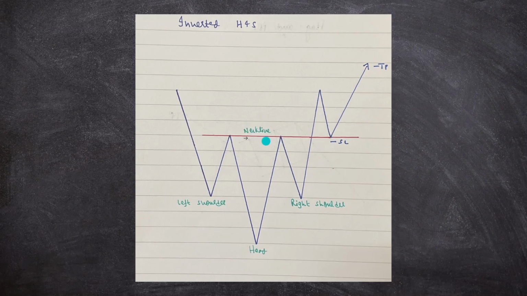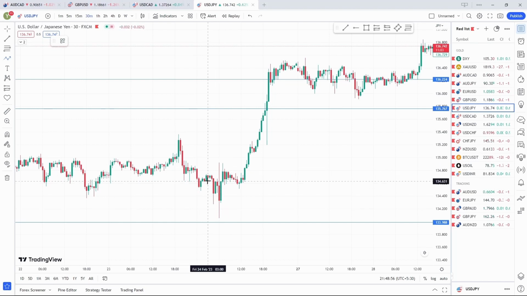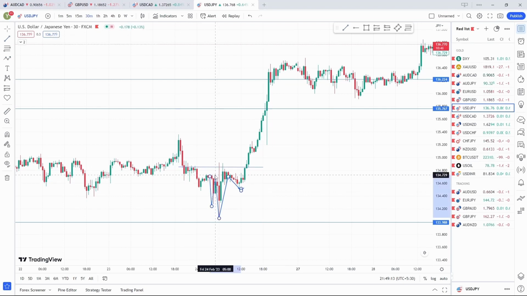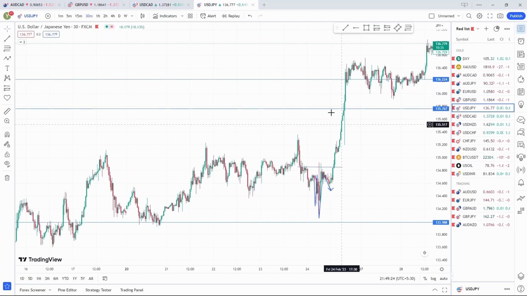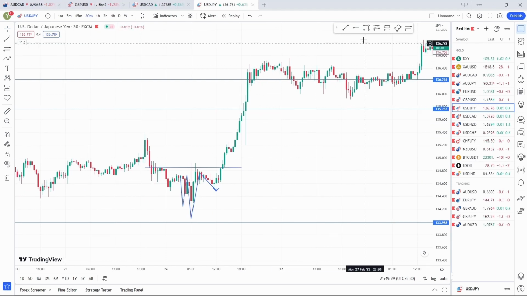Now let's look at a real life example of the inverted head and shoulder pattern. As we can see, the price is coming in a downtrend, so let's mark our pattern. This will be the left shoulder, this will be the head, and this will be the right shoulder, and this will be the neckline of our pattern. As you can see, after the neckline was broken, the price went in an uptrend, and we could have taken a trade with a target till the nearest resistance zone.